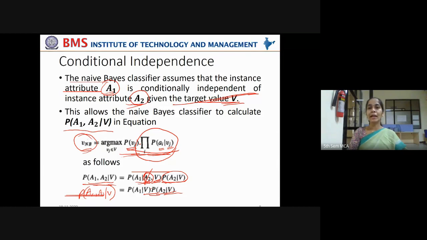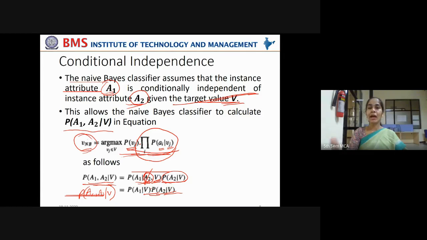It is the product rule, you remember, right? Probability of A and B occurring together is probability of B given A multiplied by probability of A. Okay, so whenever you want to find out the probability of occurrence of two events together, it is the product of the first event occurring and the second event occurring, given those two are conditionally independent.